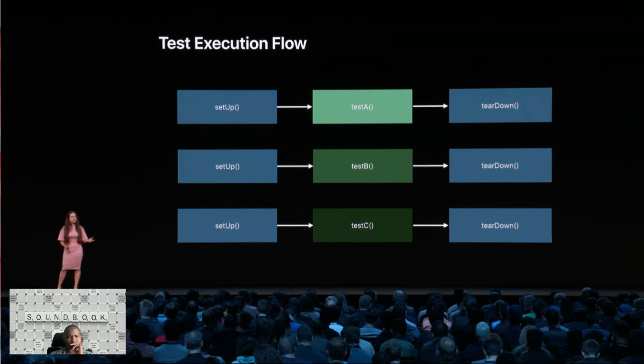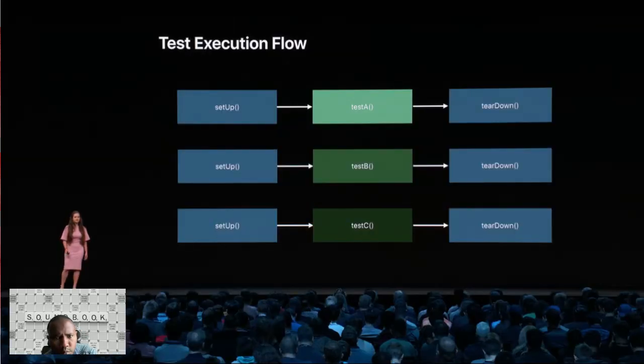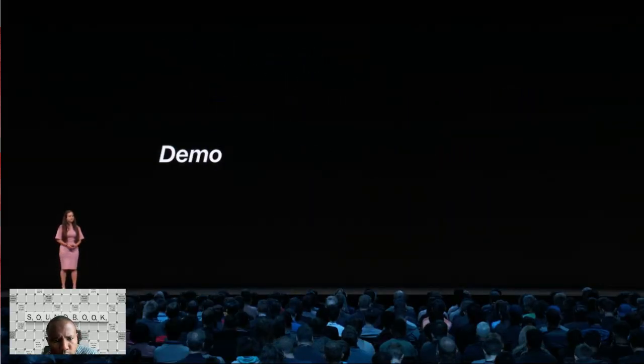XCTest then runs your test method, and afterwards, teardown can be used to clean up any changes you've made to the data or the global state of your app to make sure your test leaves nothing behind that could impact subsequent tests. Now, let's go into a demo to see how to write unit and UI tests for your app.